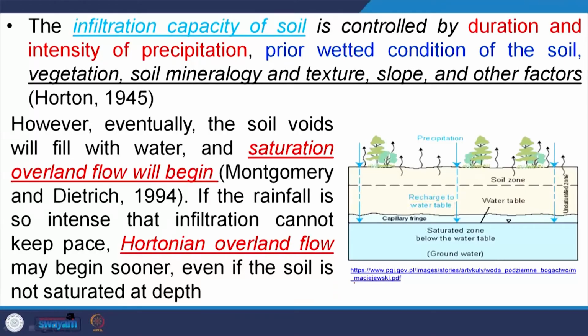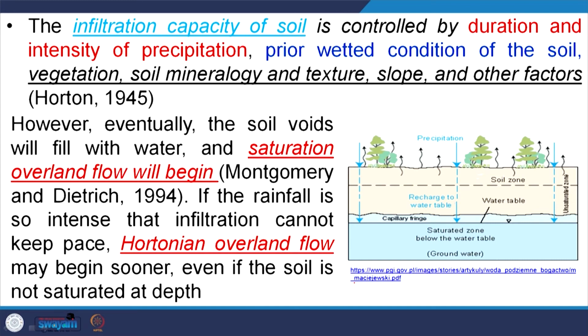So, that means infiltration may continue for a long time if there is steady and continuous rain with a humid climate with vegetation. So, that means it is contributing to subsurface flow or the groundwater situation. The infiltration capacity of soil is controlled by duration and intensity of precipitation, prior wetted condition of the soil, vegetation, soil mineralogy and texture, slope and other factors.